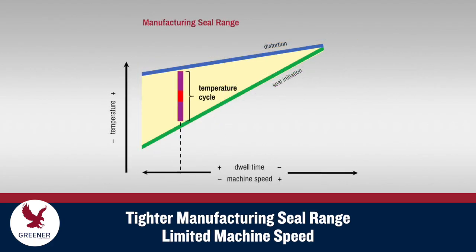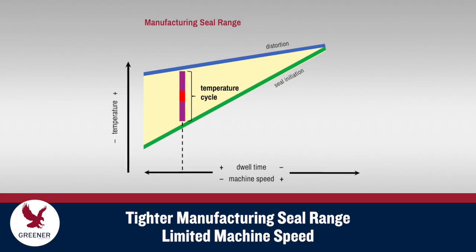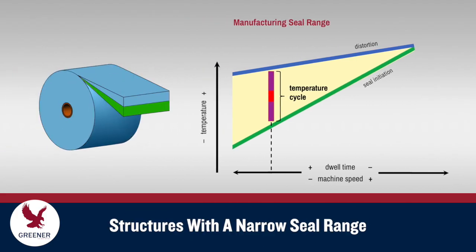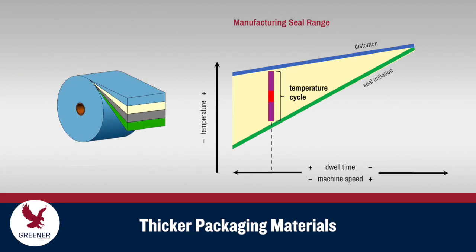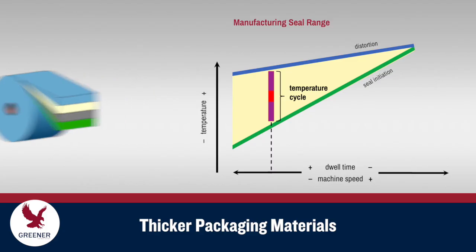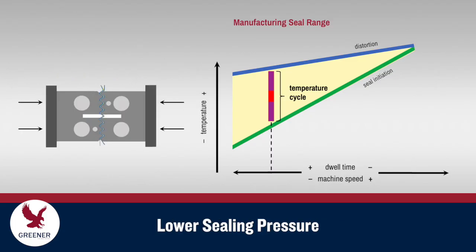A number of factors can tighten the manufacturing seal range and limit maximum machine speeds, including packaging structures with a narrow laboratory seal range, such as sustainable monomaterials; thicker packaging materials, which require higher sealing jaw temperatures and/or more dwell time to activate the sealing layer; and lower sealing pressure, which is a function of the force with which the bagger or wrapper closes the sealing jaws.